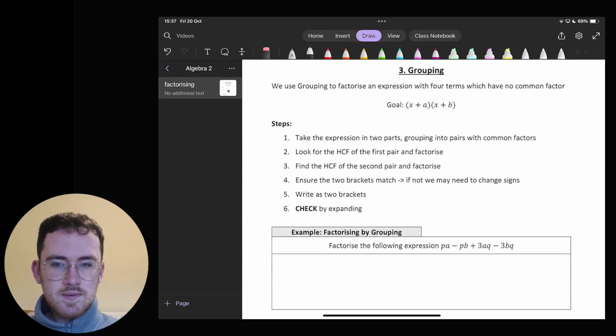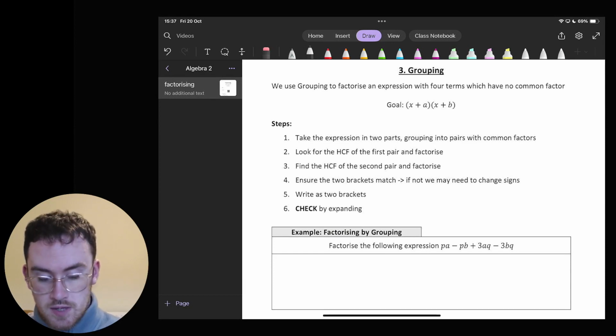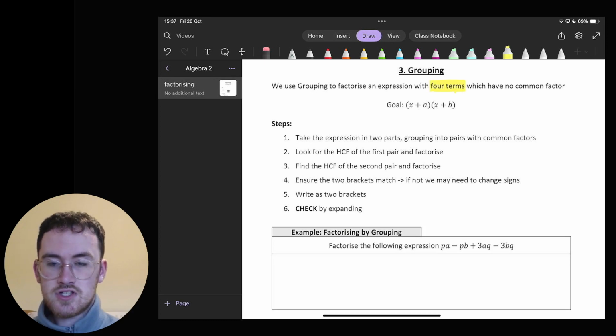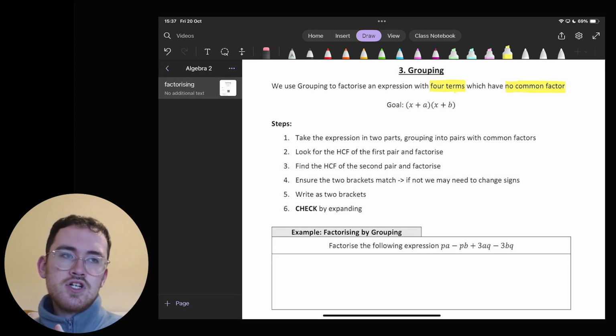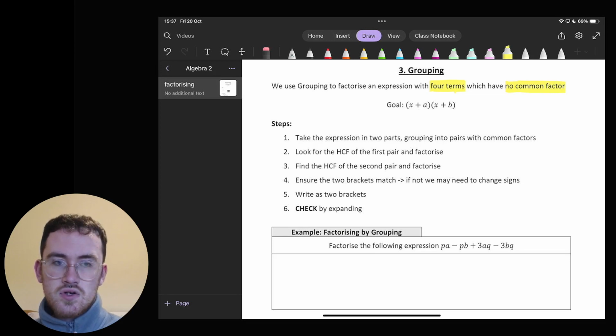Okay, so the second type of factorizing we're going to look at is called grouping. Grouping is used to factorize an expression which has four terms. That's our key point as to how we know we have to use grouping. We see four terms, and the four terms have no common factor across all four. If we had four terms that all had a common factor, we could use our highest common factor method. But here we'll have four terms and they have no common factor across all four of them.